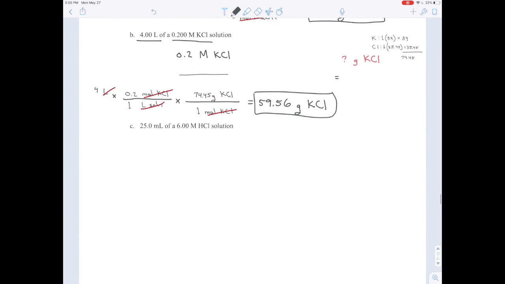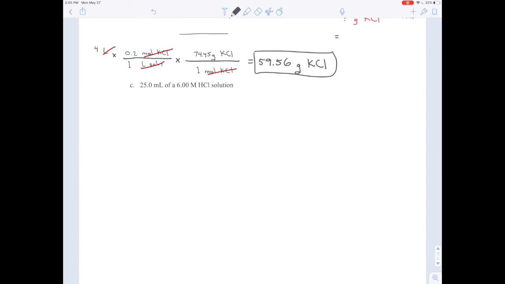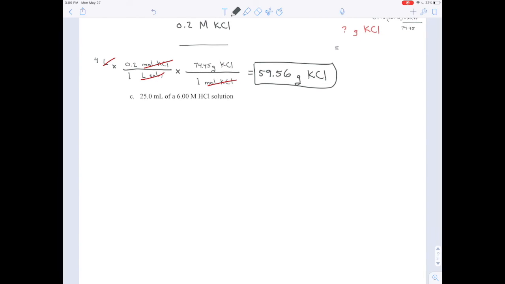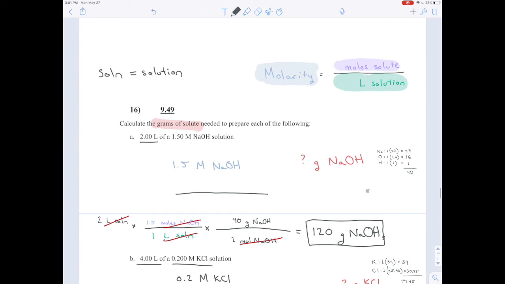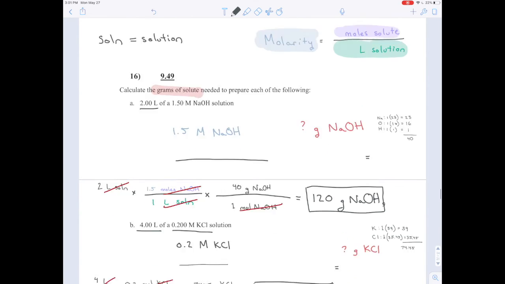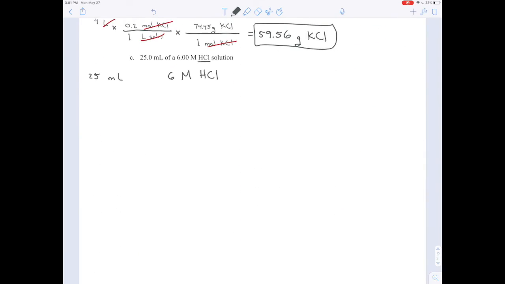Okay, last but not least, C. Now the idea here is the same. We're going to write the numbers they give us down. We'll use the molarity as a conversion factor, and then we'll use the molar mass to get from moles to grams. So they give us 25 milliliters. They also give us 6 molar HCl solution, and what they're asking for in all of these is grams of solute. So here our solute is the same thing that comes after the capital M, HCl. So we're looking for grams of HCl.